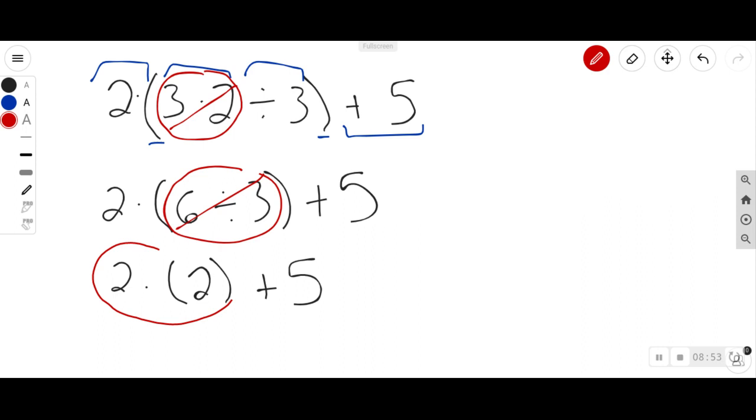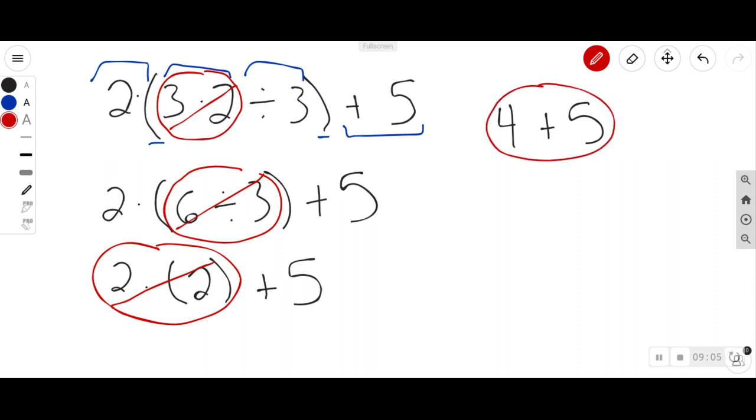Now we're able to deal with this times. 2 times 2 is going to give us 4. And we still have plus 5. Now I've got one more operation. 4 plus 5 is going to give us 9. So there's our answer.